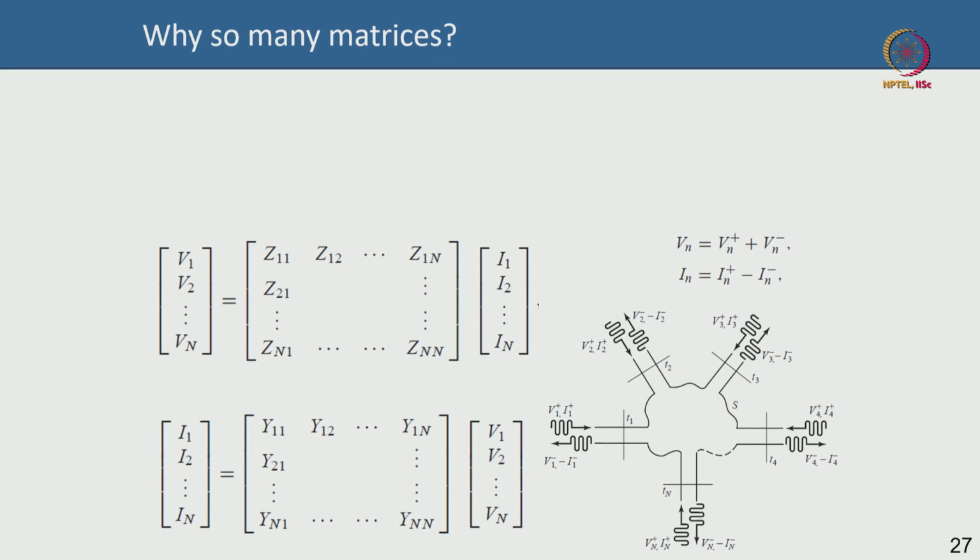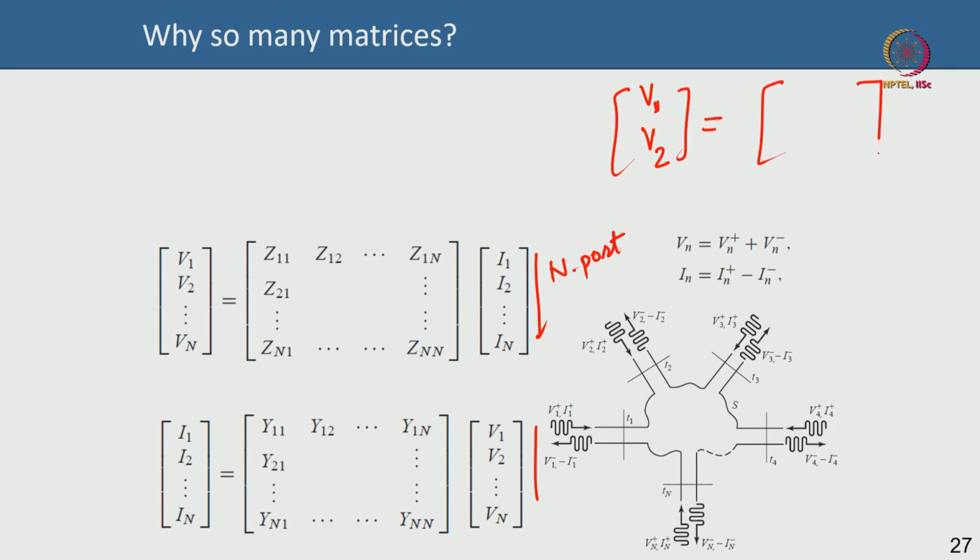Here I am showing you the Z and the Y matrices. But again, this is for an N port network. In a practical situation of a transistor, which is what the focus of this course has been, we have just 2 ports. So we do not have to consider up to N, we just have to consider 2, which is V1, V2, the input voltage and the output voltage.